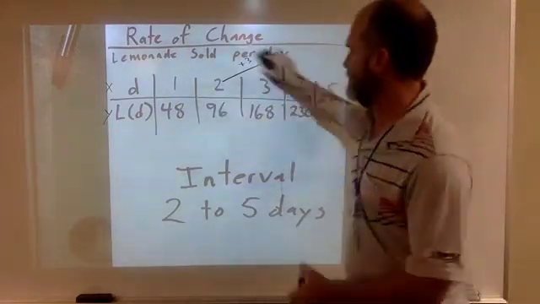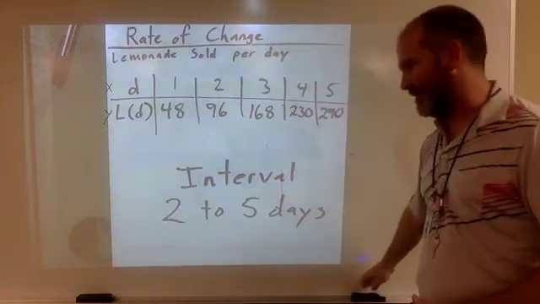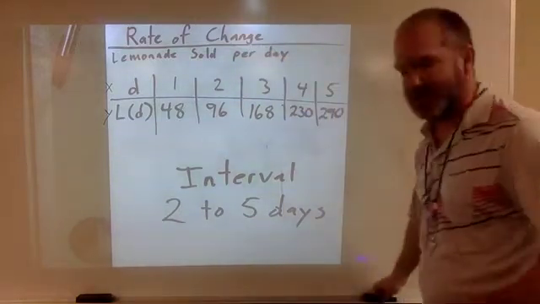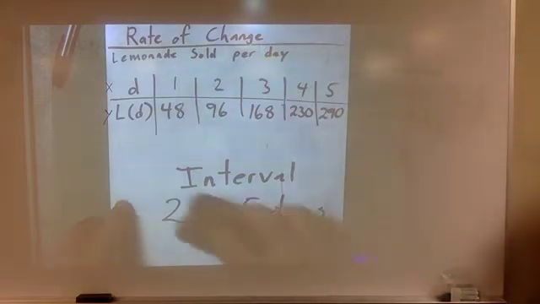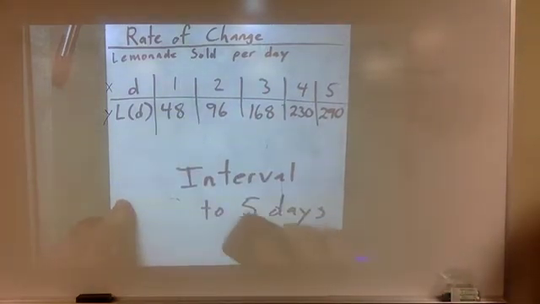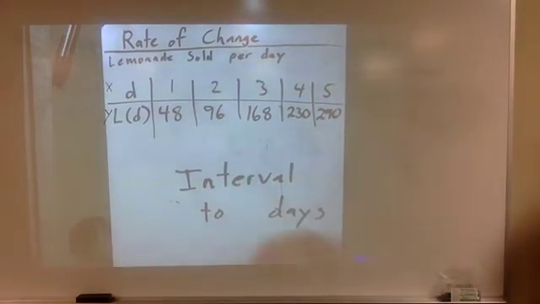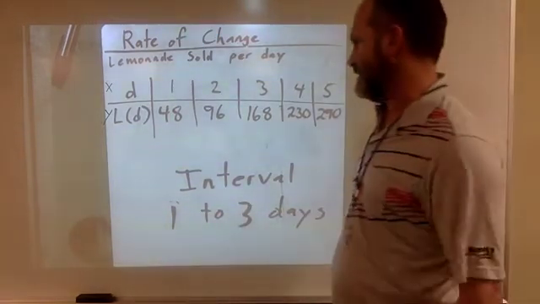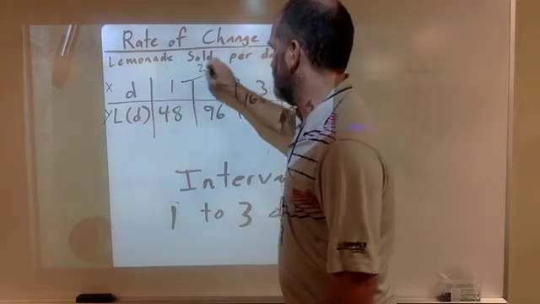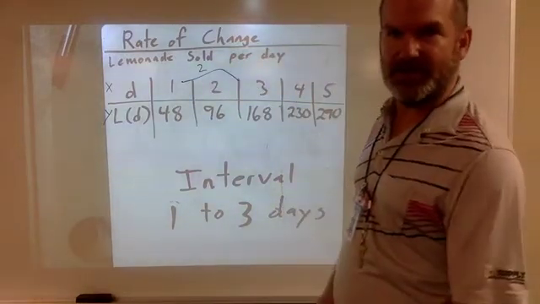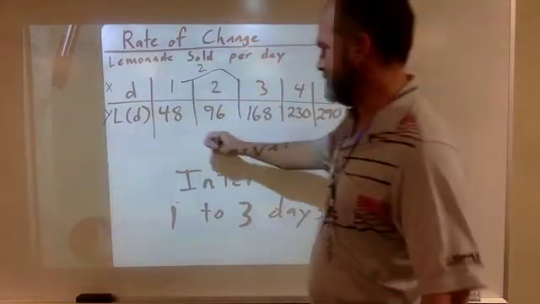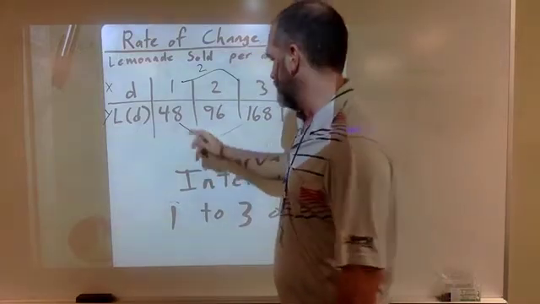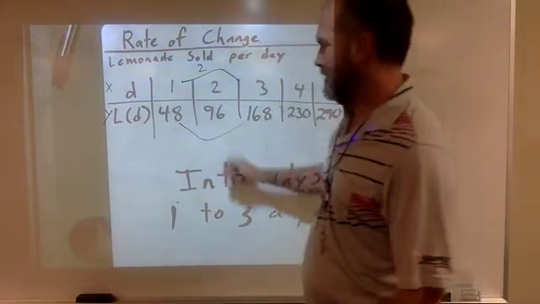Let's do another one before I go on to the next type of rate of change formats. Let's say the interval is from 1 to 3 days. From 1 to 3 days, that's a matter of 2 days. From 1 to 3 is plus 2. You guys can do that math. This math is a little bit trickier. What do you add to 48 to get to 168?